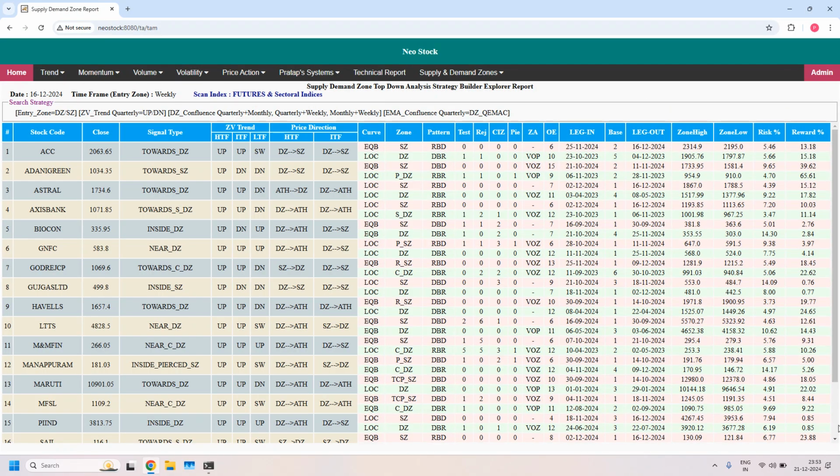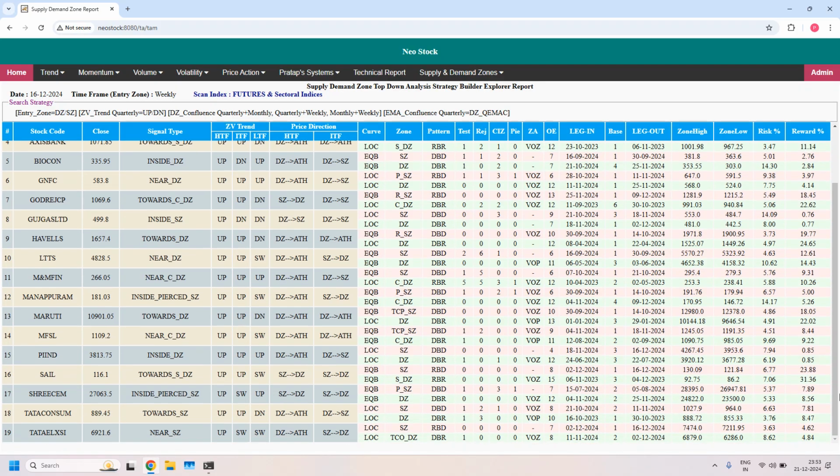Still we got a big list. First 15 stocks. Scrolling the list down. So total 19 stocks are filtered. So that means weekly zone is part of the monthly zone, both together part of the quarterly zone, and quarterly zone is having quarterly EMA confluence. And the quarterly trend is not sideways. Check HTF is quarterly.